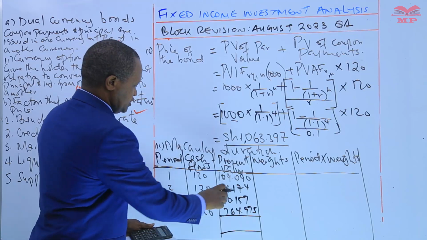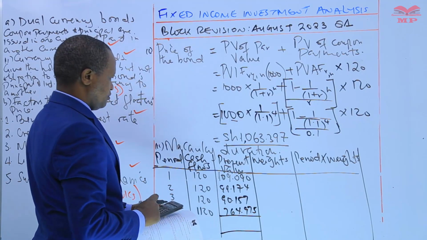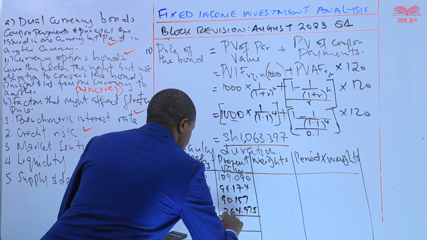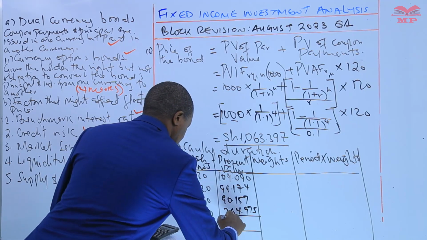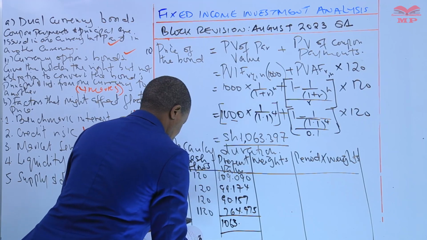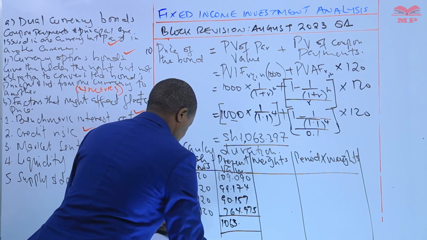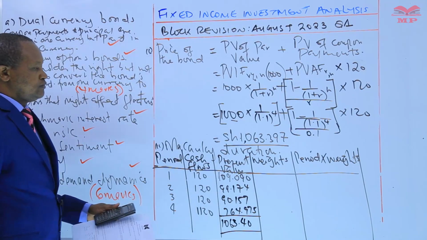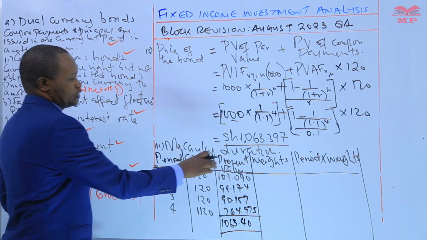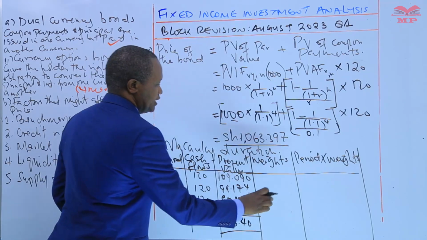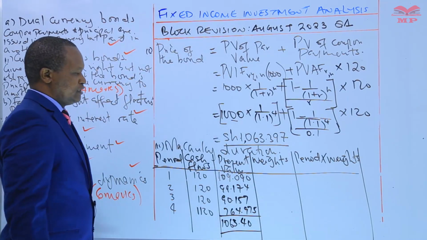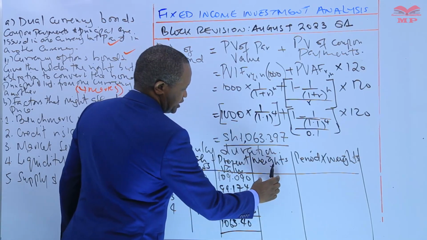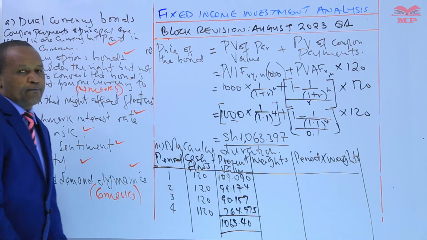So I'm going to add these present values, 1063.40. That is total present values. Then we get the weights. How do we calculate the weights? We're going to take at each period, we divide by the total, then we'll have the weights right over there.